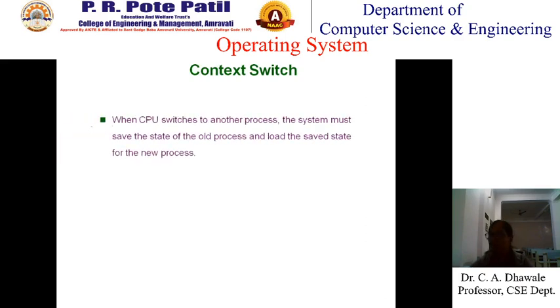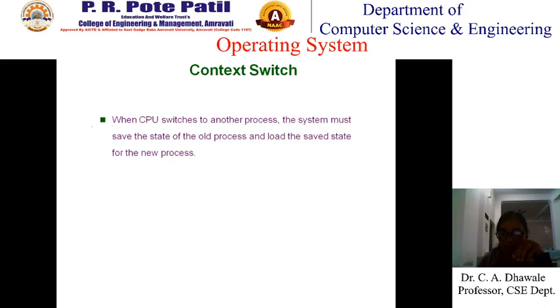Now what is the context switch? Context switch means when the CPU switches from one process to another, the system must save the state of the old process and load the saved state of the new process. So context switch means the jumping of CPU from one process to another process.